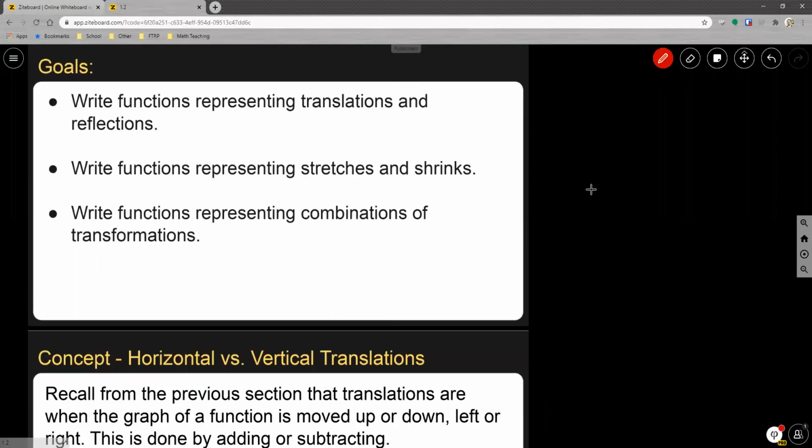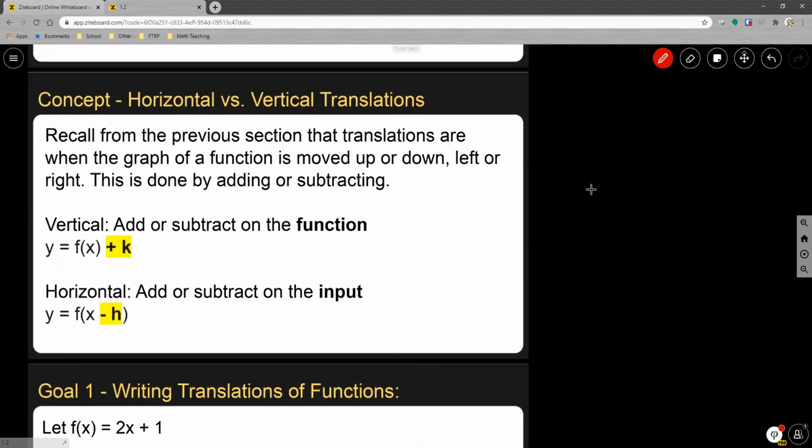Our goals are to write functions representing translations and reflections, write functions representing stretches and shrinks, and write functions representing combinations of transformations, so more than one of those three transformations at the same time. Our first concept is horizontal versus vertical translations.